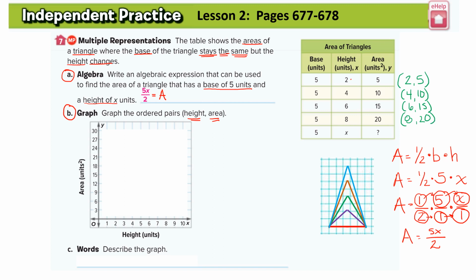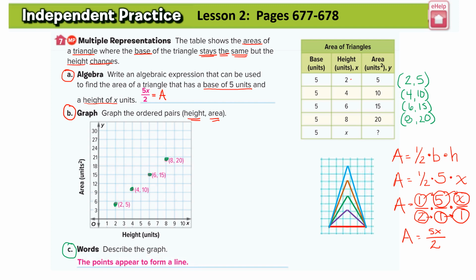So let's graph that. If you graph that correctly, you should have something that looks like this. We have 2, 5, 4, 10, 6, 15, and 8, 20. Now, unfortunately, they made you really estimate here, but that's because it increases significantly, and we only have a little bit of space on our worksheet. So now, describe the graph. What does this graph create? The points appear to form a line, and there is your line.